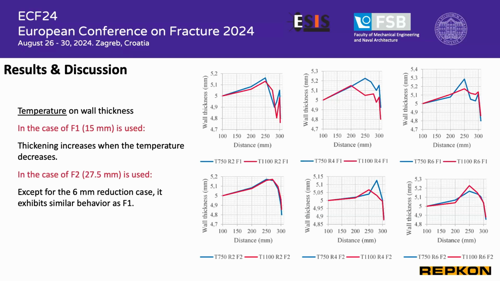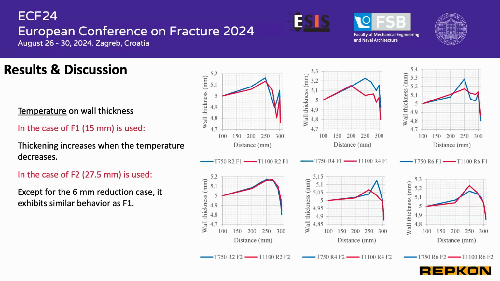So how can I measure this? I can measure this with the wall thickness, the effects of the parameters on the wall thickness. So let's look at the temperature effect on wall thickness. You can see F1 represents the 15 mm tip radius forming roller, and F2 the larger one. You can see here that thickening increases when the temperature decreases.